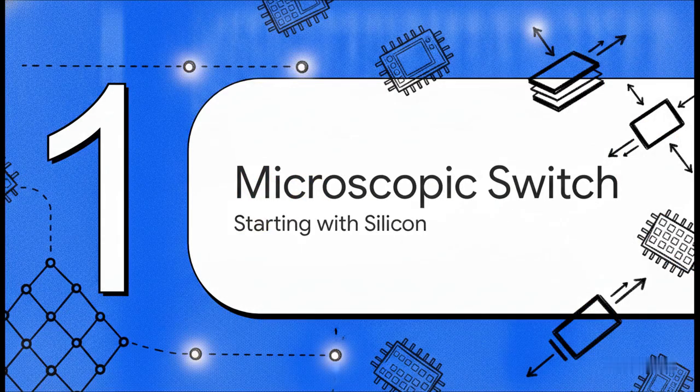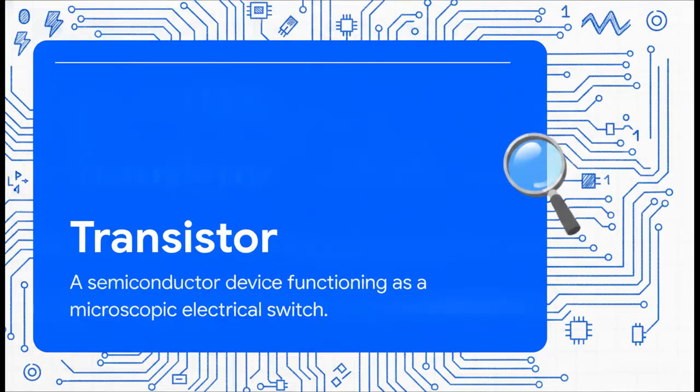Section 1. The microscopic switch, starting with silicon. Before we even get to software or any sort of logic, we absolutely need a physical material that lets us control electricity. That's silicon. By meticulously engineering silicon, we can strictly control its electrical behavior, and that gives us the transistor. Intel describes transistors as microscopic switches that form the absolute foundation of modern computer chips.